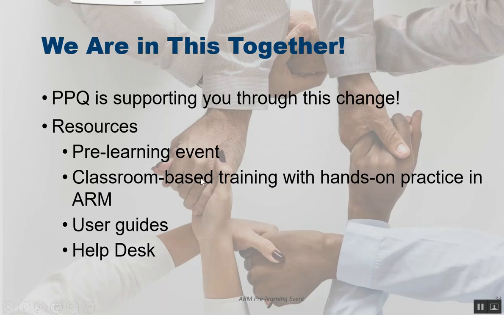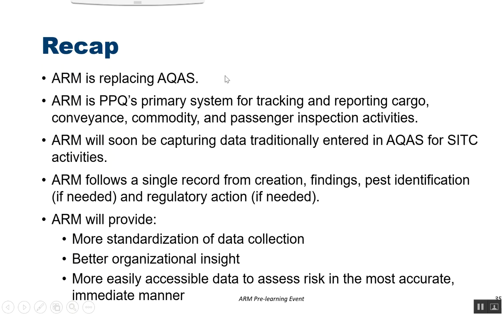Unfortunately, the classroom-based training was postponed, and we are going to present this in a virtual scenario. You do have your user guides. I showed that to you in the help section of ARM itself in the live section. So we have created those user guides for you as well. And just to recap, again, ARM is going to replace ACAS. ACAS is going to be retired in 2021, and ARM is the primary tracking system. It does and will capture some traditional data that would normally go into ACAS into ARM for SITC, and you have your single record flow. Again, standardized data and organizational insight.